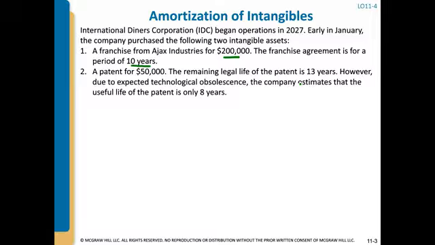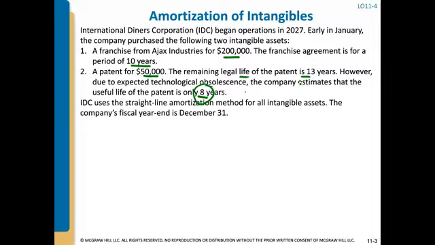Number two, they also acquired a patent for $50,000. The remaining legal life of the patent is 13 years. However, due to expected technological obsolescence, the company estimates that the useful life of the patent is only 8 years. So if they expect it only to be useful for 8 years, even though the remaining legal life is 13, we're going to amortize it only over the 8 years.